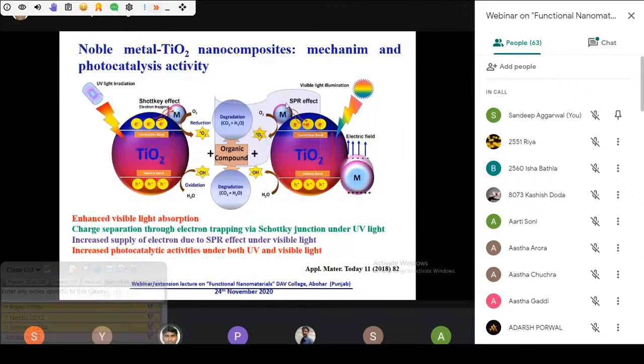This is the one part. Second, because of the noble metal, the SPR effect comes in. The electrons are excited on the surface of the noble metal, so they also enhance it. These metals are known as visible light active materials, because the electrons can be excited by visible light.